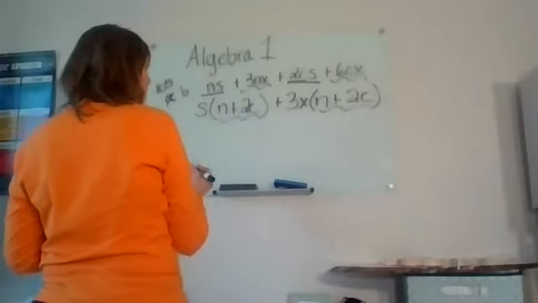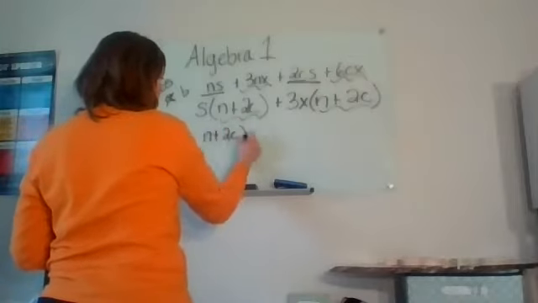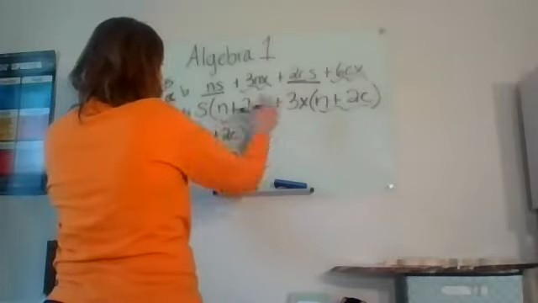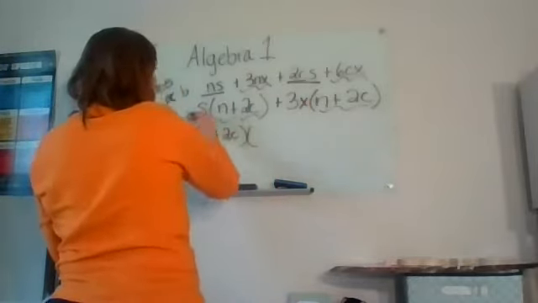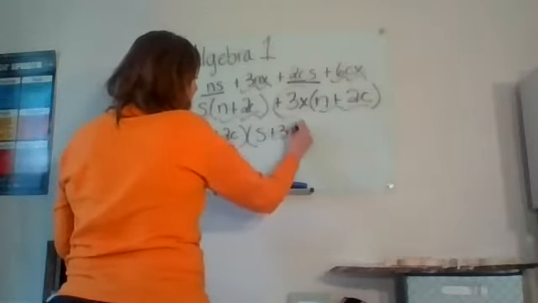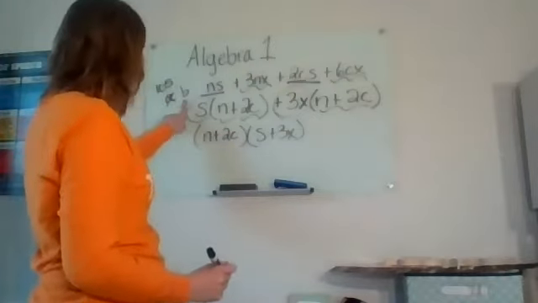So what did I have? I have n plus 2c is what's in common. I take that grouping out. Since this is being distributed to both and this is being distributed to both, I combine the s plus 3x. So that's my final answer for practice letter B.